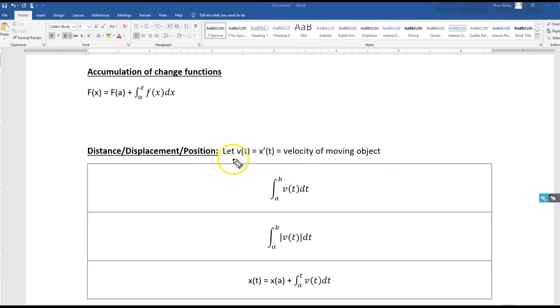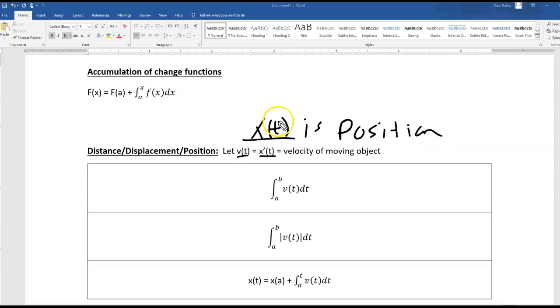Now, when it comes to velocity problems, I'm going to say V represents velocity and X represents position. So X prime represents velocity then, right? I can write that up here if this helps. X is position. So in other words, this is a function where if you plug in a number, it will tell you the object's position at that time. And when you take the derivative of that, you get the velocity function, which is where if you plug in a number, it will tell you the object's velocity at any given time.